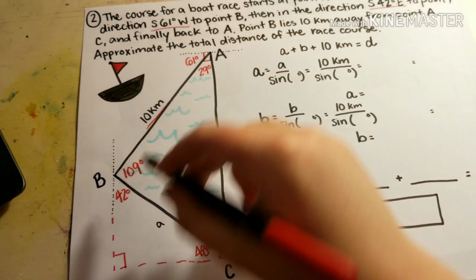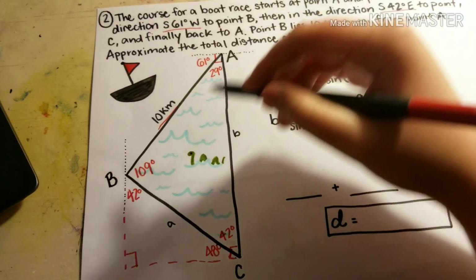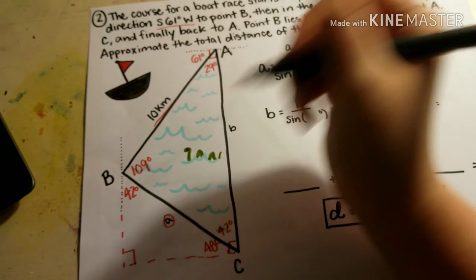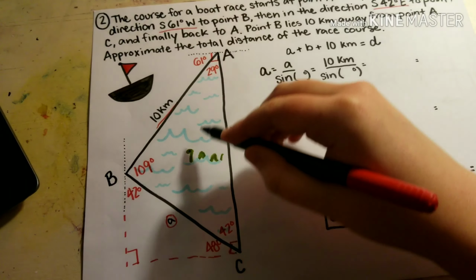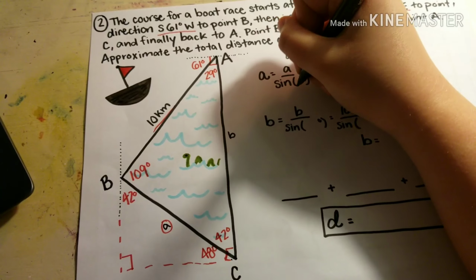Okay, so now that we have the angles in our triangle, we can use the law of sines to find, let's do the distance of A first. So to find your A, the corresponding angle to that would be 29 degrees.